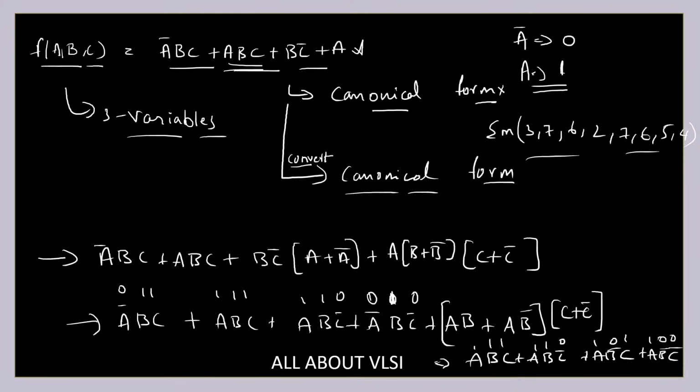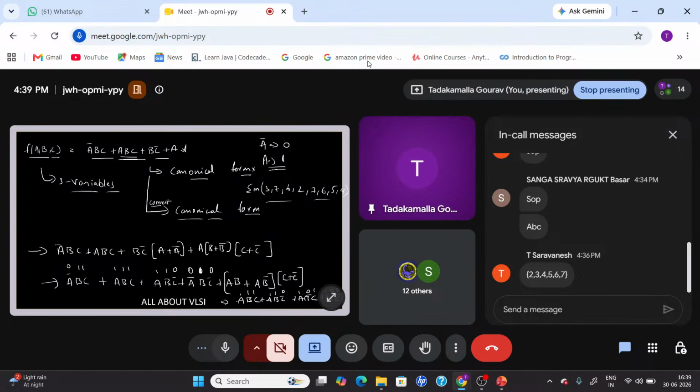Okay. Yes. Is it clear for everyone? Any doubts or any queries? Yes, exactly. There are only 2, 3, 4, 5, 6, 7. These are the minterms which are present.